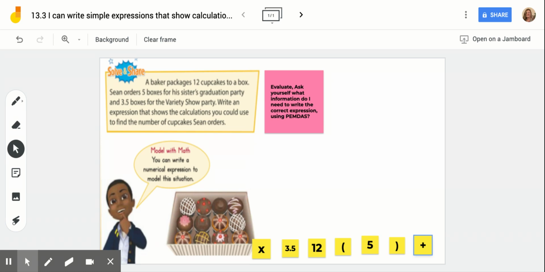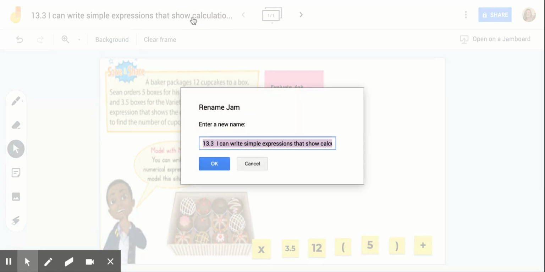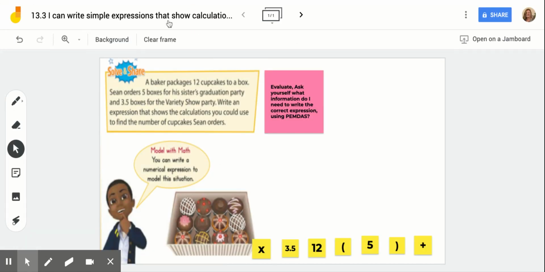All right, our solve and share question today. We're going to continue to work with order of operations. Our I can statement is: I can write simple expressions that show calculations with numbers. It's up here in your bar, so when you're looking at your work, you can see your I can statement. It is not in the lesson, but it's in your slides. This is a different platform.